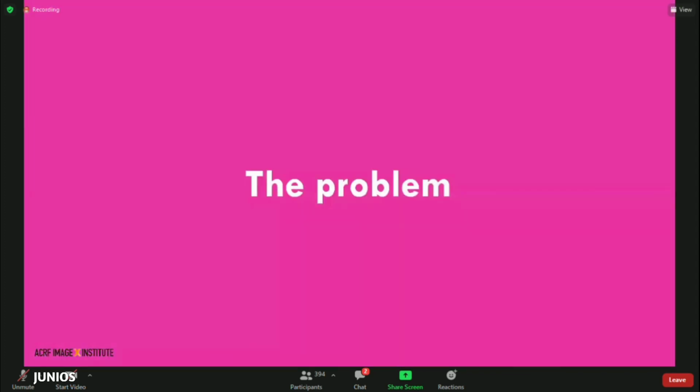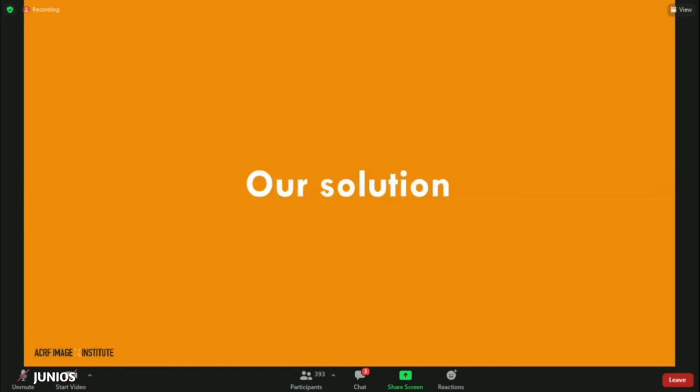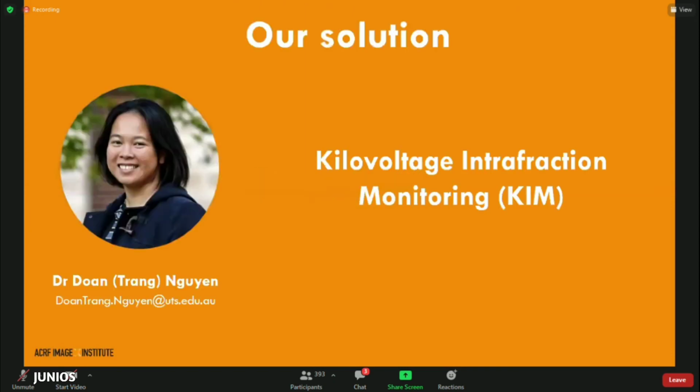As we've heard, cardiac radioablation relies on the accurate delivery of high radiation doses to small and mobile targets. We do not yet have a good understanding of the cardiac radiobiology, so real-time targeting and beam adaptation tools may be beneficial if they can reduce the dose to healthy surrounding cardiac tissue. Dr. Trang Nguyen is investigating whether the established kilovoltage intrafraction monitoring technology, or KIM, could be expanded to cardiac radioablation.